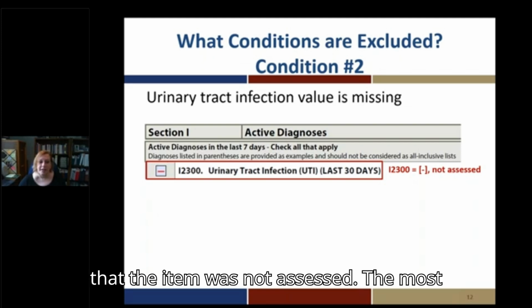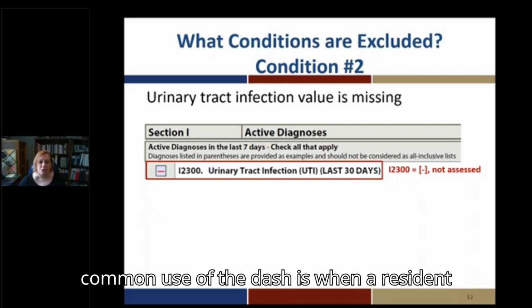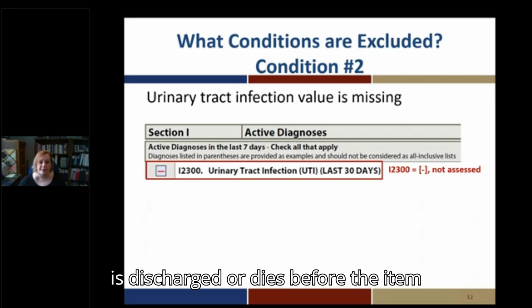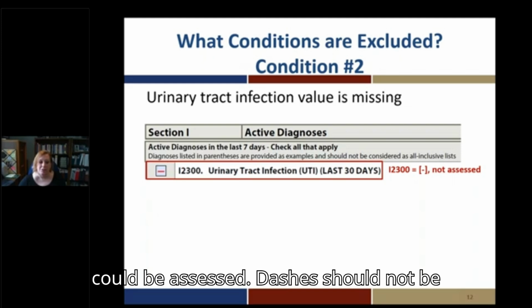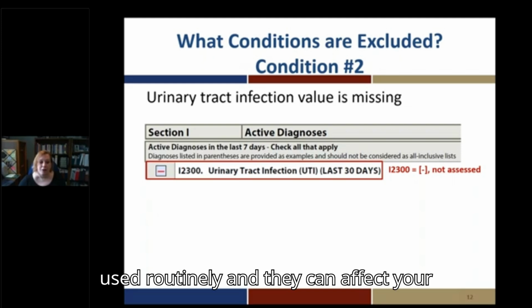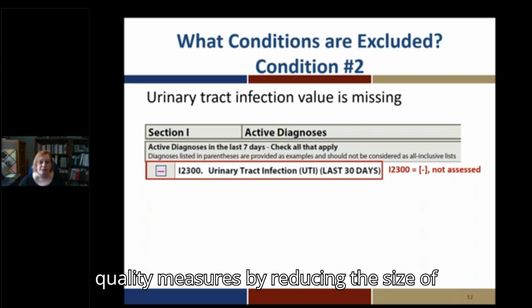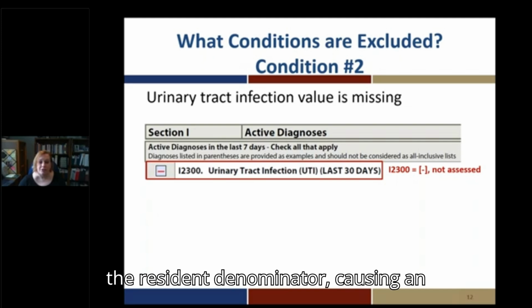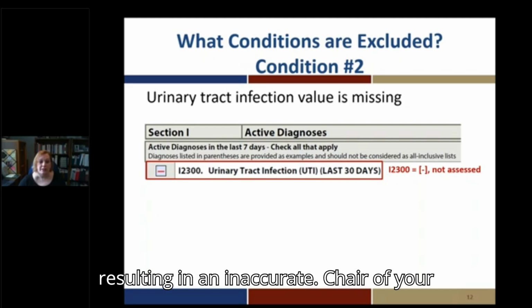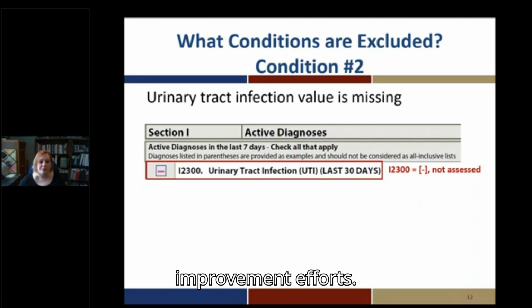The most common use of a dash is when a resident is discharged or dies before the item could be assessed. Dashes should not be used routinely, and they can affect your quality measures by reducing the size of the resident denominator, causing an increase in your facility percentages, resulting in an inaccurate picture of your nursing home residents or quality improvement efforts.